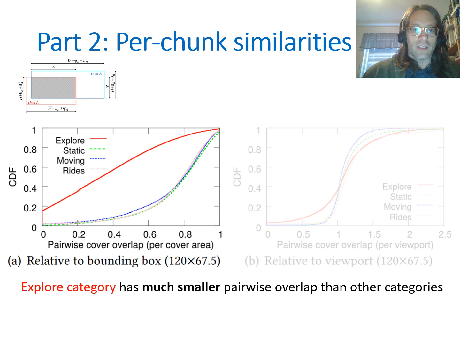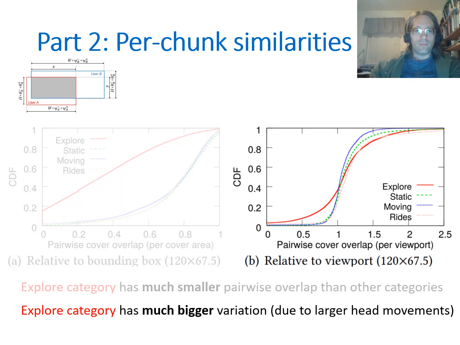Let's first consider this overlap relative to the size of the bounding box itself. Here we can see that the Explore category has much smaller pairwise overlap than the other categories. However, when we compare the overlap with the viewport, then we observe much higher variation for the Explore category compared to the others. This is mostly due to greater head movements during these videos.